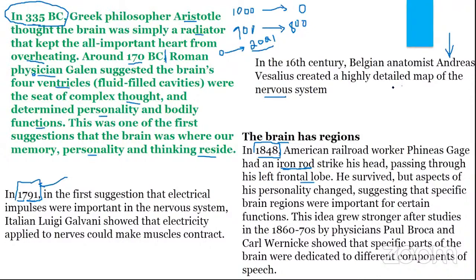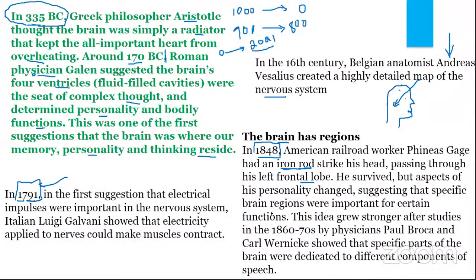You can imagine, Phineas Cage was working there. Now a katayimbwa comes and slices through the frontal lobe. You can imagine it on one side. Of course, I can't draw the 3D side here to show that it has passed through. And then he survived, but aspects of his personality changed, suggesting that specific brain regions were important for certain functions.